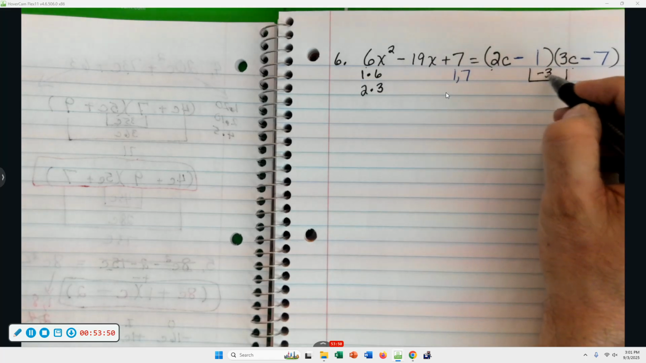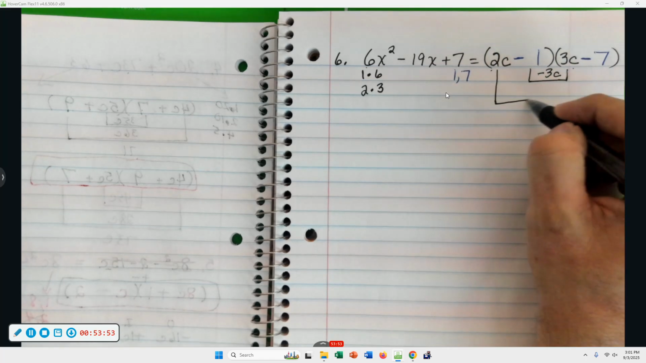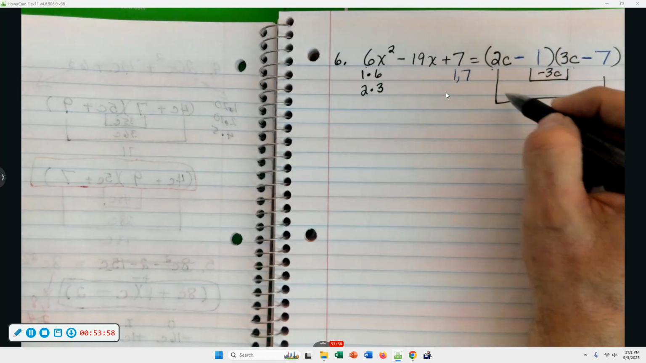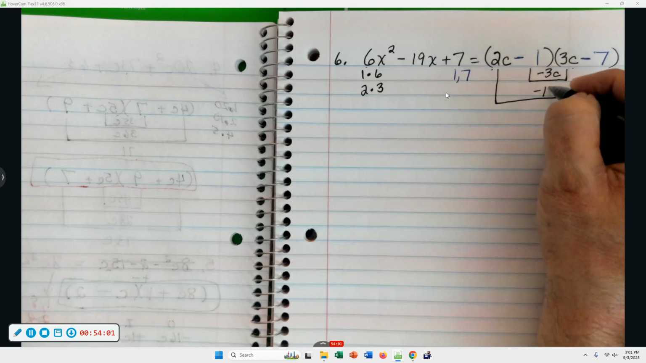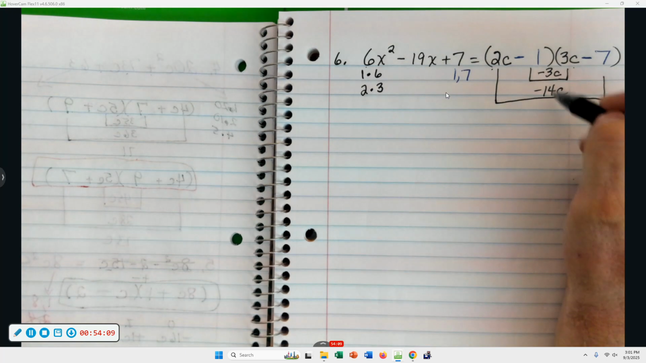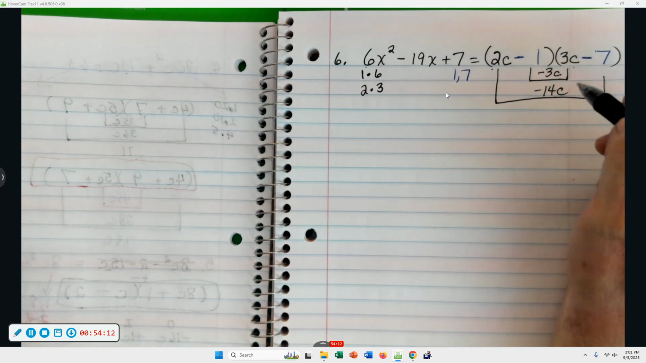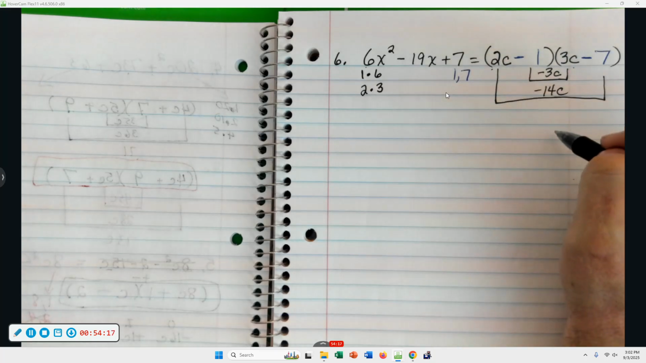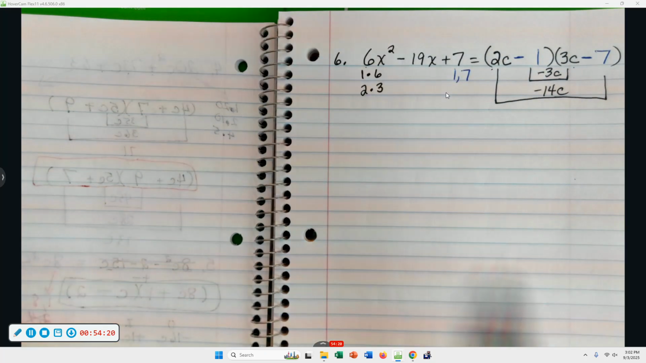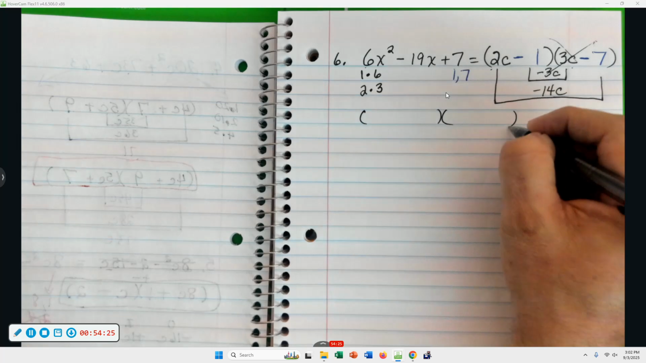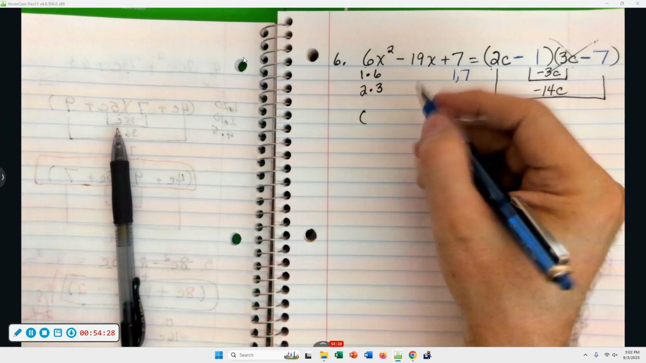If we look at the inner product and the outer, we have a negative 3x and what's this outer here? A negative 14x. Are those going to add together to give a negative 19? No. Okay. There's really 4 possible things here, and this first one doesn't work. So what I would try then is reverse the 2x and the 3x. I still have the minus 1 and the minus 7.